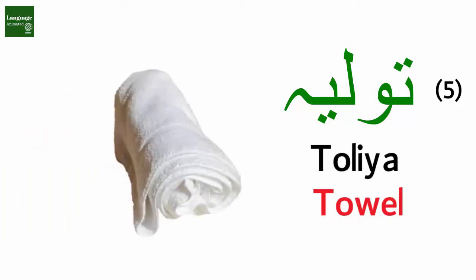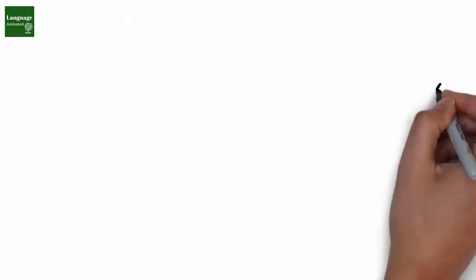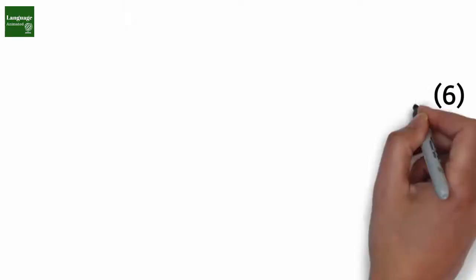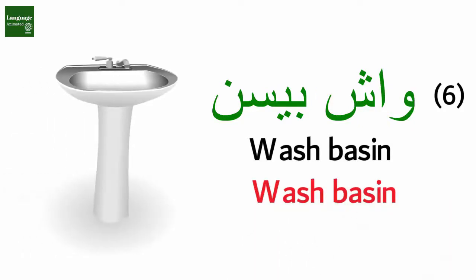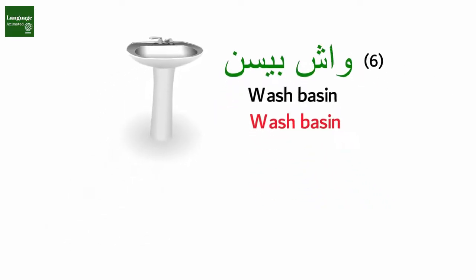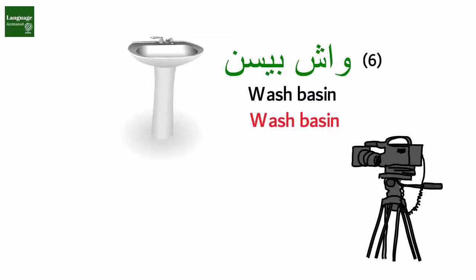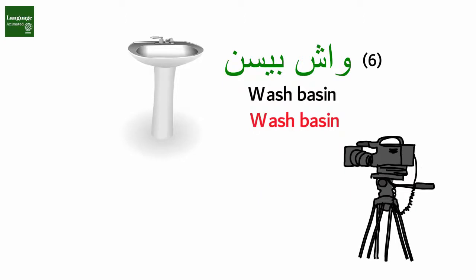Fifth word is tolia. Tolia. It means towel. Most of us call mom to give the towel when we are taking shower, right? Number 6. Wash basin. It's the same as in English. Wash your hands before eating. It's a healthy way. So let's watch the recorded video to learn how to read these words.